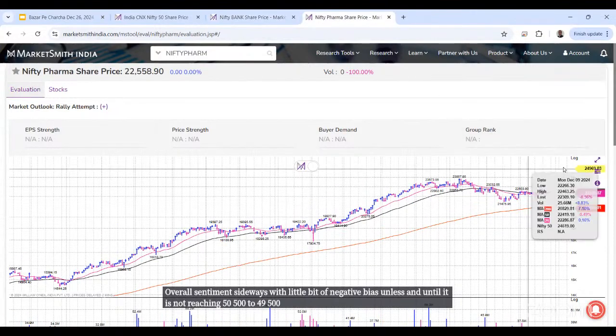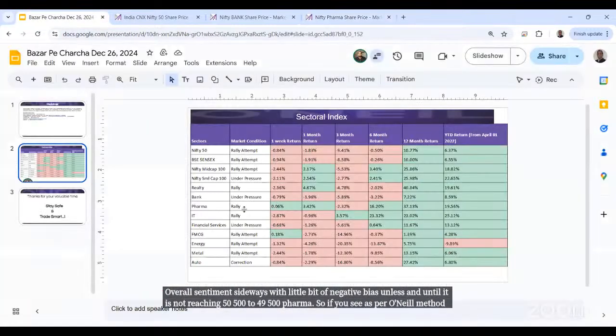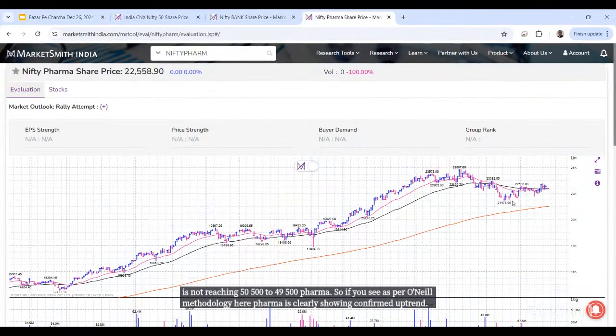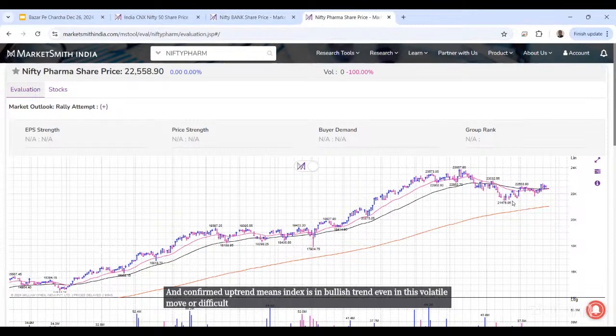Pharma. So if you see, as per the O'Neil methodology here, pharma is clearly showing a confirmed uptrend. And a confirmed uptrend means the index is in a bullish trend, even in this volatile or difficult move of the last 3-4 months.